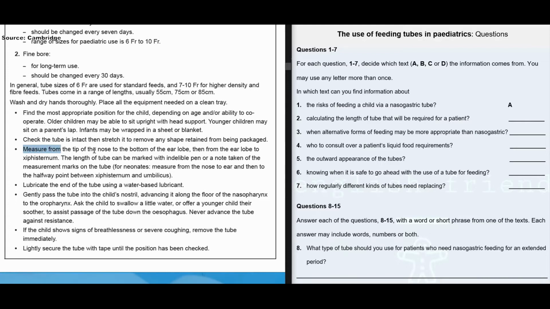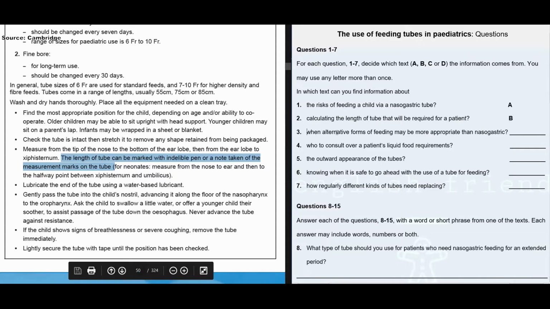Here you may see measure from the tip of the nose to the bottom of the earlobe, then from the earlobe to the xiphisternum. The length of the tube can be marked with an indelible pen or a note taken from the measurement marks on the tube. So this is how the length of the tube is calculated. So the answer for question number 2 is B.